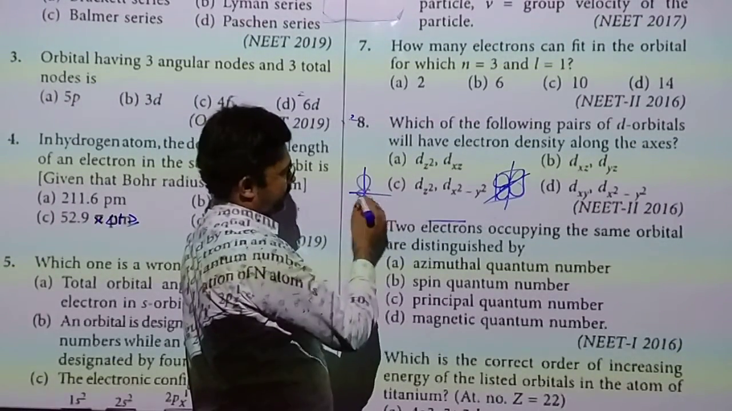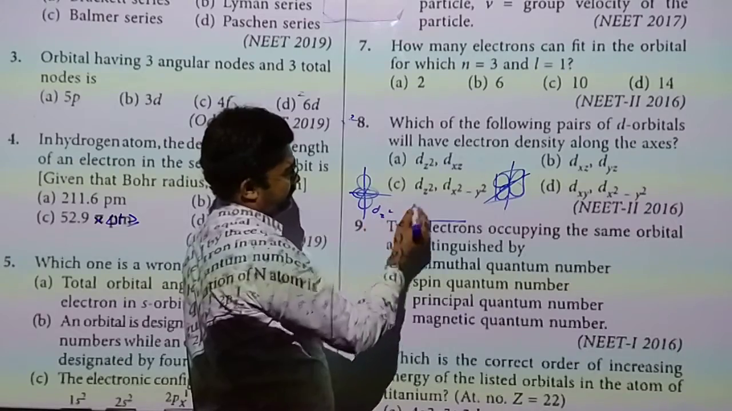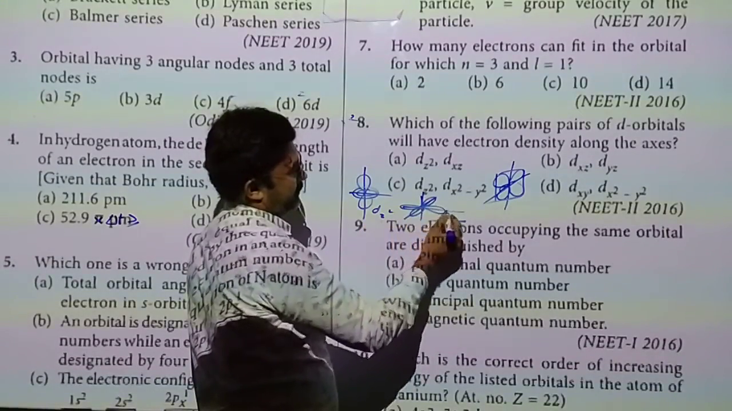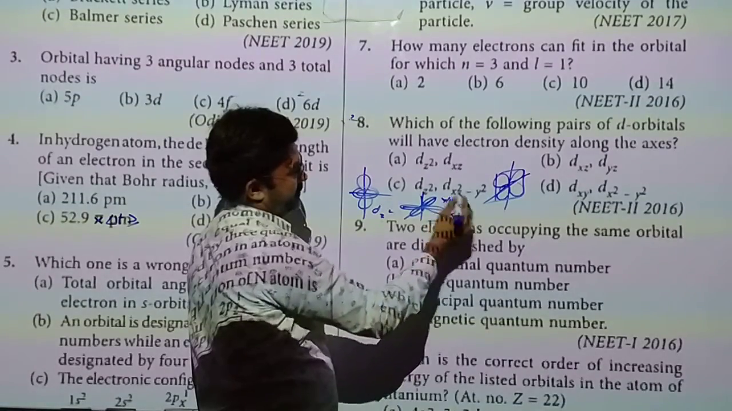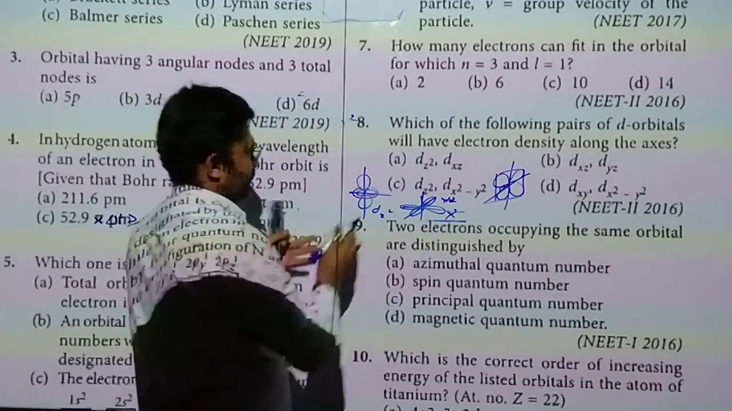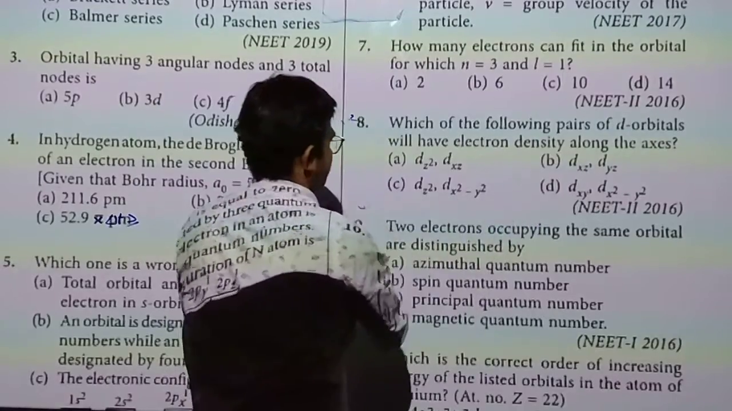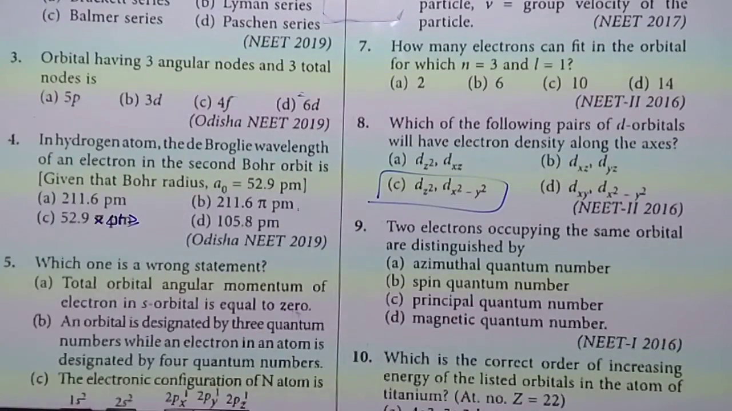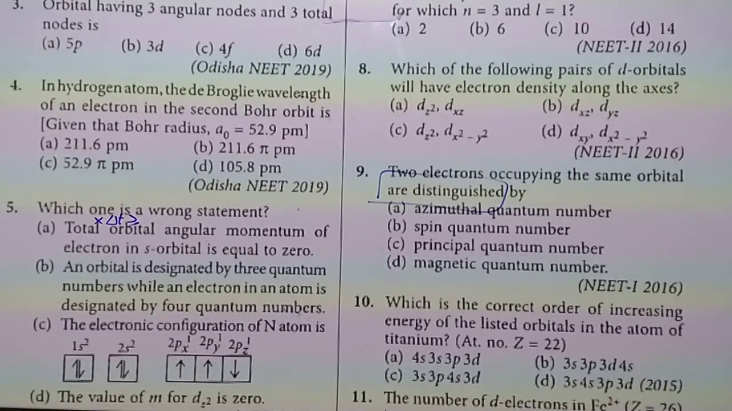So d z square is axial, then d x square minus y square is also axial. So answer is C. In question number 8, answer is C.